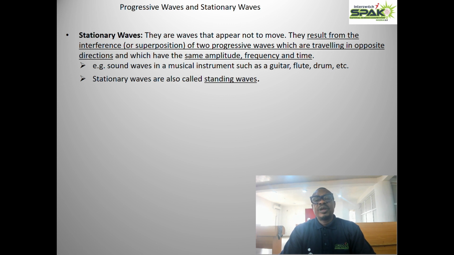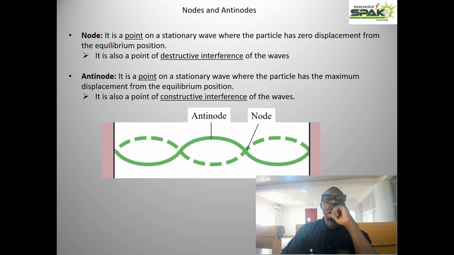There is a reflection of the wave there, but the two waves must be identical. When this happens, they create a standing wave, which is another name for a stationary wave. The two points created in stationary waves are the node and the antinode. The node is the point where there is no displacement of the vibrating particle from the mean position or equilibrium position. In other words, there is zero displacement.